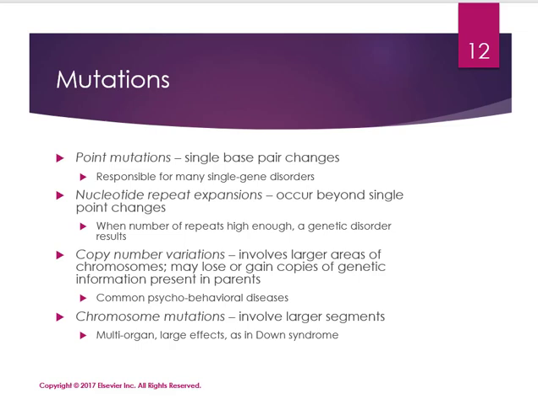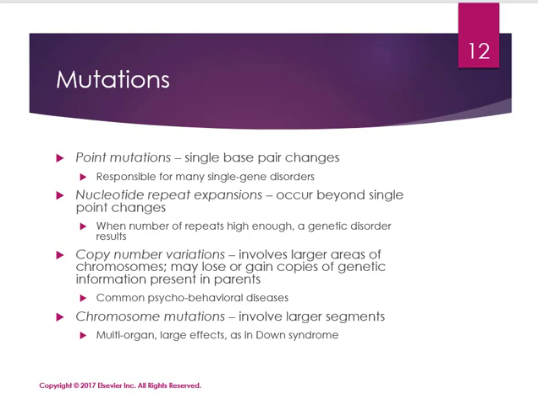Point mutations are single base pair changes, and they occur at the level of the nucleotide, and they're capable of changing the function of the gene or the gene product. They're responsible for many single gene genetic disorders such as cystic fibrosis and sickle cell. The nucleotide repeat expansions can occur beyond the single point changes. A repeat expansion is a mutation that increases the number of times the short DNA sequence is normally repeated. And when the number of repeats is high enough, then a genetic disorder may result.